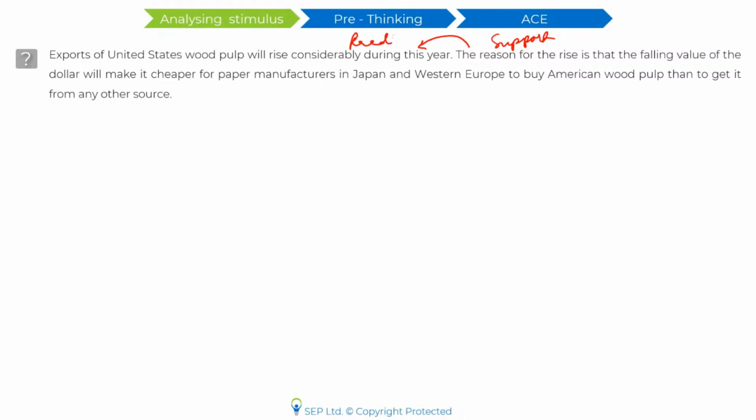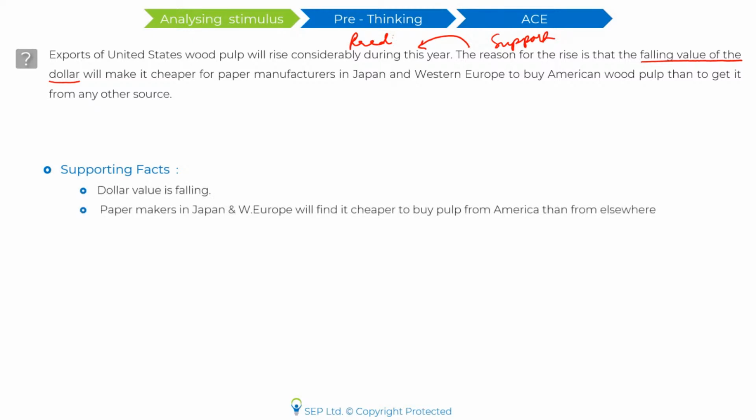Okay. The reason is that the falling value of the dollar. So from this we can understand that currently the value of the dollar is falling, which will make it cheaper for paper manufacturers in Japan and Western Europe to buy American wood pulp than to get it from any other source. So what we are told here is that dollar value is falling. That makes American wood pulp the cheapest for Japanese and Western European paper manufacturers.